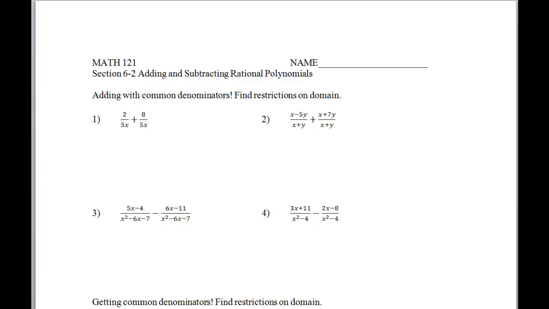This is Mr. Anderson from Kellogg Community College to do our first of two videos for Section 2, Chapter 6, Adding and Subtracting Rational Polynomials. Now, the first thing we're going to do is add with common denominators.